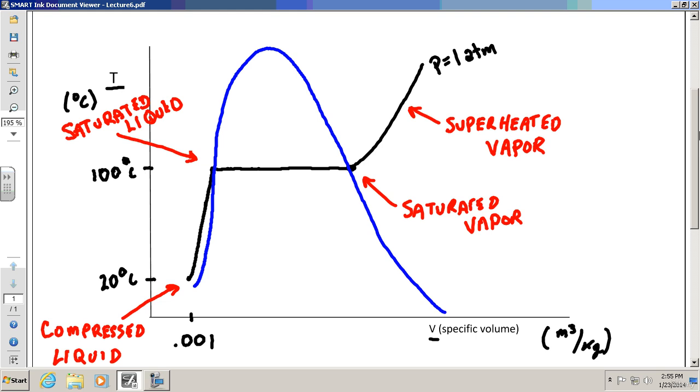Yes, it does. The compressed liquid line has to be to the left of that blue line. The compressed liquid, this whole part, has to be to the left of the dome there. It does meet the blue line at the saturated liquid. Because basically what the dome says is this: if you're on the left side of the dome, you're compressed liquid. So over here, it's all compressed liquid.